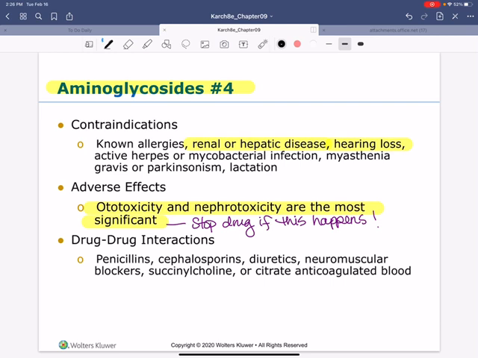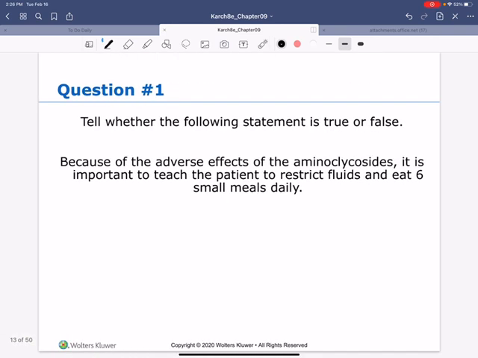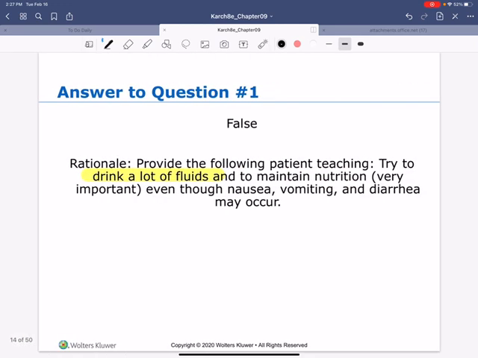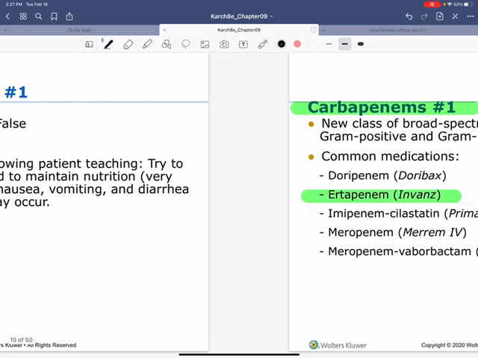So, adverse effects: ototoxicity, hearing loss. So, it's affecting the hearing nerve. And nephrotoxicity, kidney damage. So, you're going to stop the drug if that happens. Again, whatever's highlighted are things that you need to pay close attention to. You don't have to memorize the other stuff. I'm going to skip over questions.